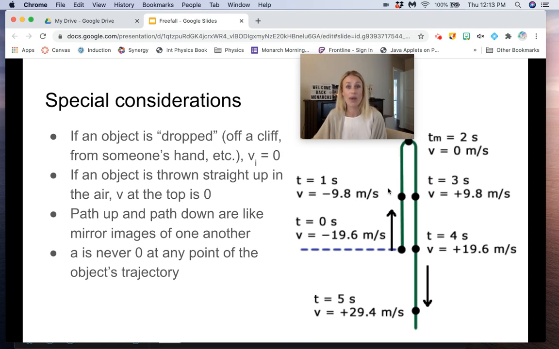Sometimes on AP tests and things like that, multiple choice questions might try to trick you and say, when is the acceleration of the object 0? And your brain might want to say, oh, it's at the top because the velocity at the top is 0. Acceleration is never 0. It's always going to be negative 9.8 meters per second squared if you're talking about down being negative.